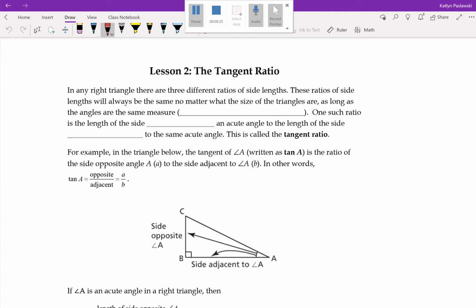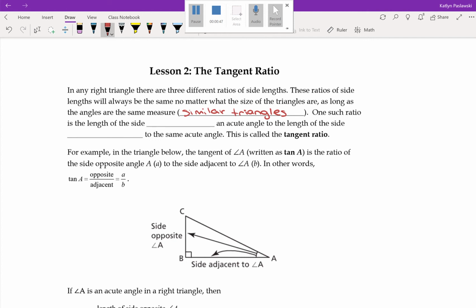In any right angle triangle, there are 3 different ratios of side lengths. The ratios of side lengths will always be the same no matter what the size of the triangles are, as long as the angles have the same measure, and they can be identified as similar triangles. You can review what similar triangles are in the first lesson.